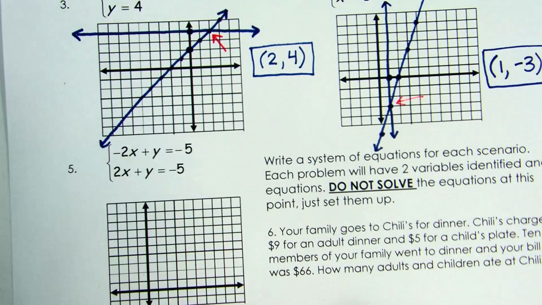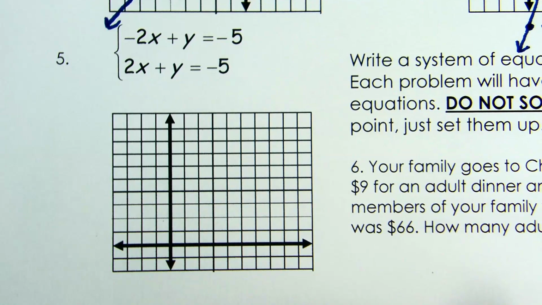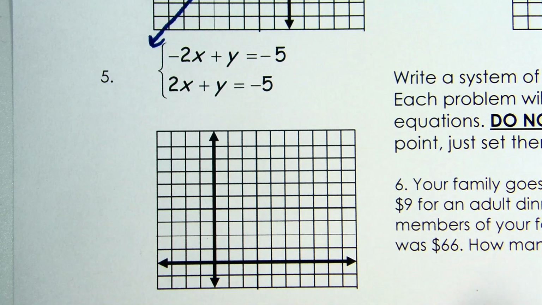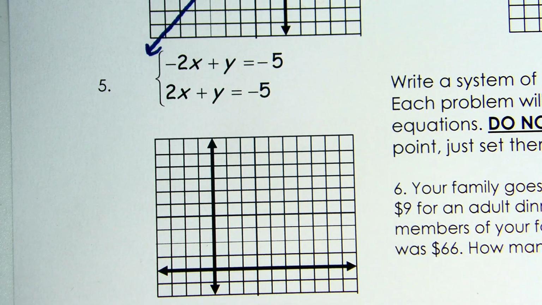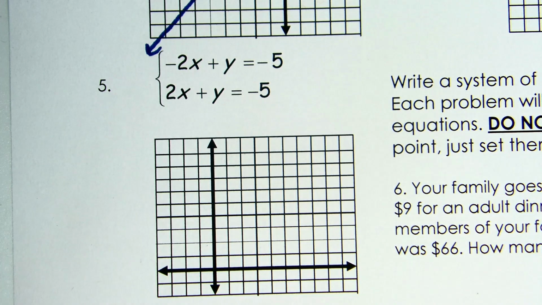Now number 5 gets a little bit more complicated on us, but luckily yesterday's homework number 1 and lesson 1 taught us how to solve for y. In order to graph negative 2x plus y equals negative 5, I need to solve for y so that I can find my slope and my y-intercept.